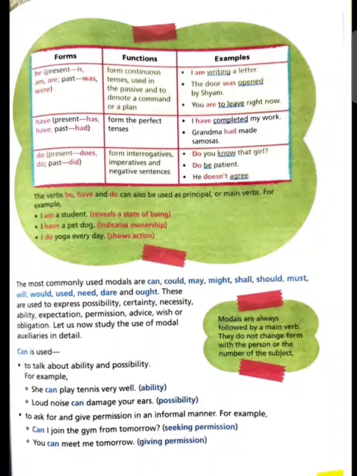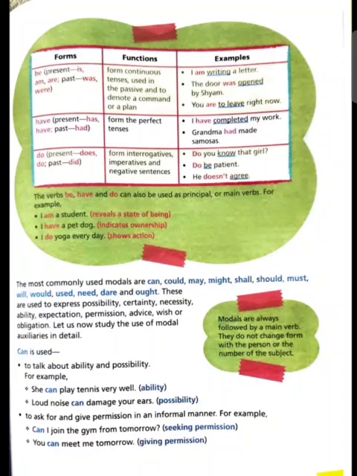Okay, now come to the forms of have. So forms of have are has, have, and had. And children, you can use these verbs in perfect tenses. Like I have completed my work, grandma had made samosas. So in perfect tenses, you can use forms of have.